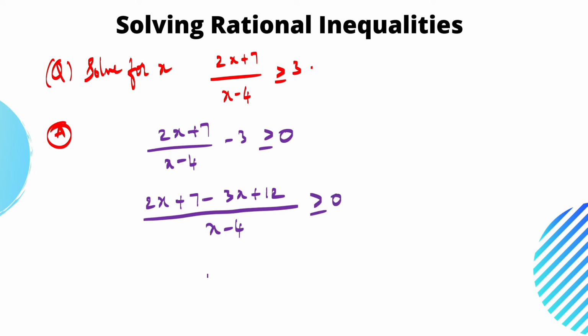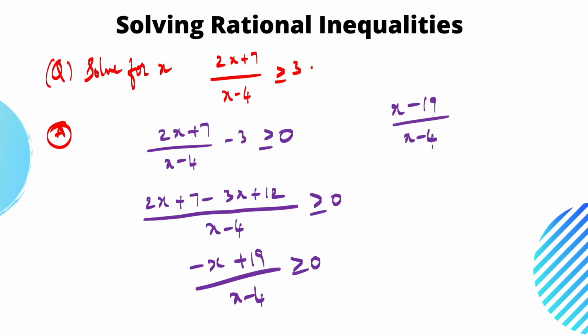Now if we further simplify, we will get (-x + 19)/(x - 4) ≥ 0. And at this moment, if we change the sign of x, if we make this x - 19, the inequality sign swaps over. Let us see how. If we change the sign of x and make it (x - 19)/(x - 4), this won't be greater than or equal to 0 now. This will be less than or equal to 0 because we are changing the sign.